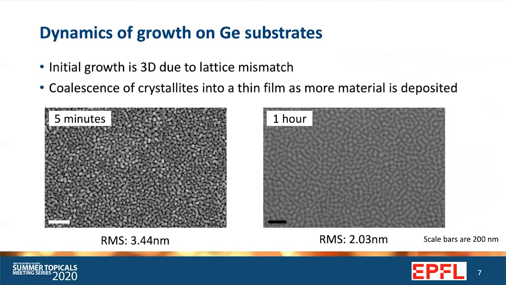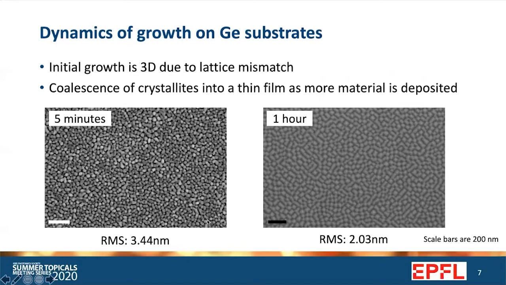Now I would like to switch topic and talk about the dynamics of growth of germanium tin on germanium substrates. If you look at the first stages of growth, we see a 3D type of growth, which results in crystallites. This type of growth is called Stranski-Krastanov, and it's due to the lattice mismatch with the germanium substrate. The crystallites are pretty high. As a matter of fact, we have a roughness of 3.44 nanometers, which is not so low.